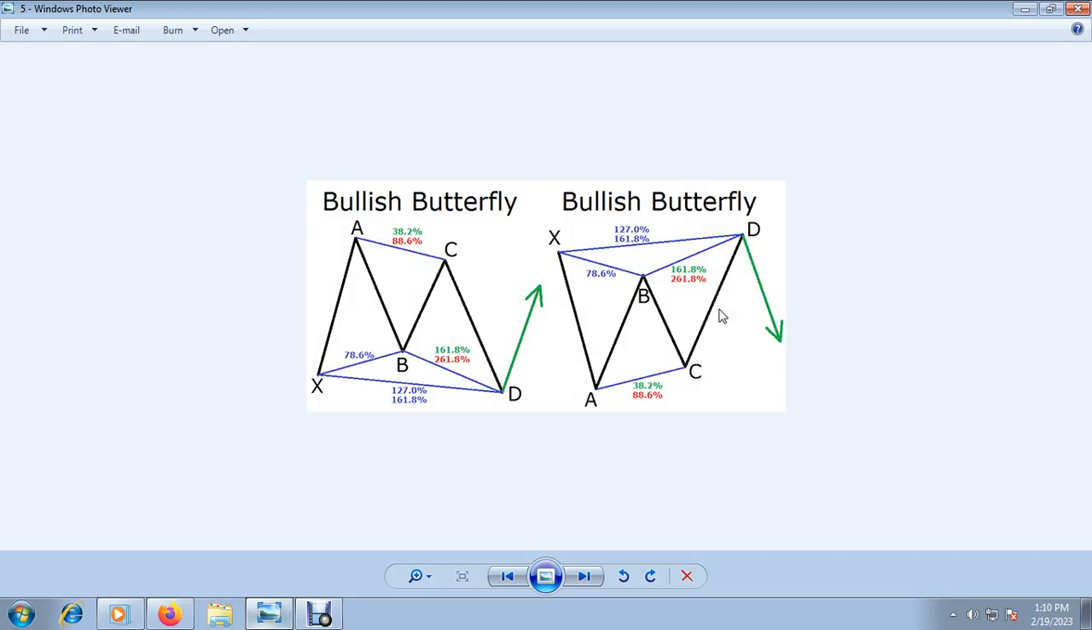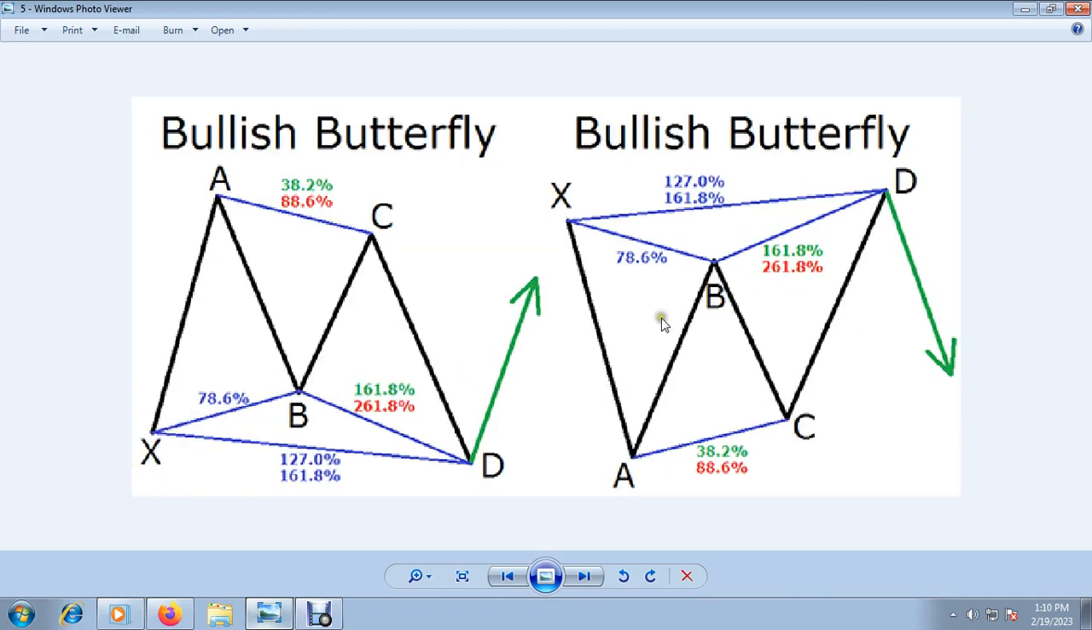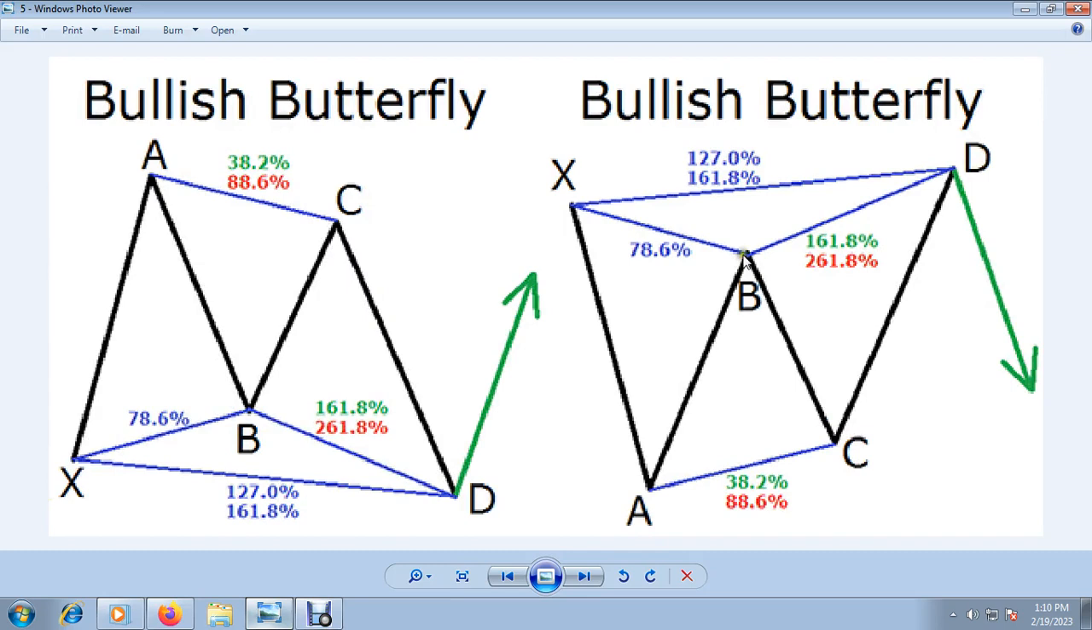Then we'll see this one, the bullish and bearish butterfly. This one is also 78.6 here. It is mistakenly written bullish, it is actually the bearish one. There is a mistake in this printing, but the chart is okay. Here it is coming up to 78.6. So this is also not the one.